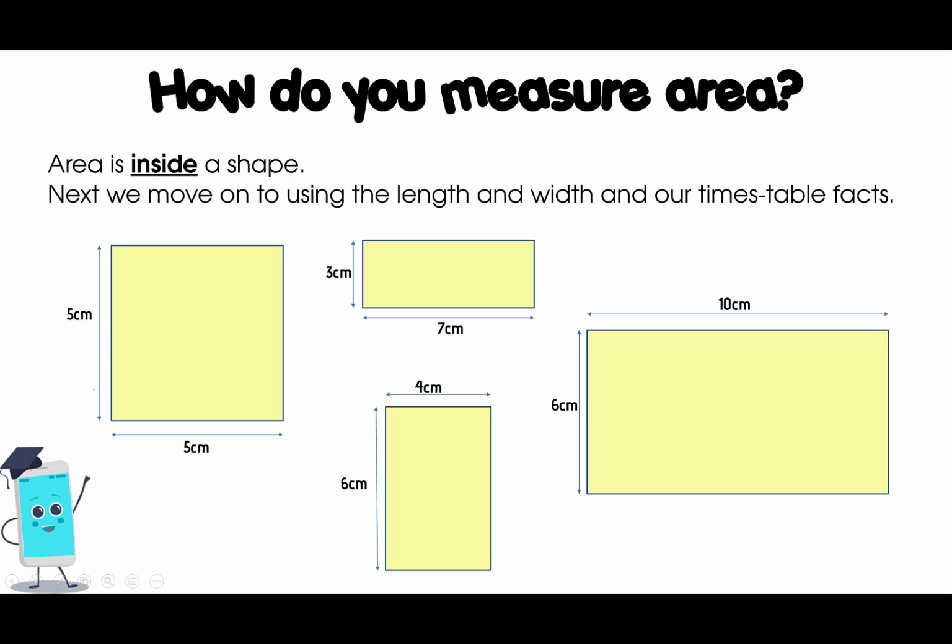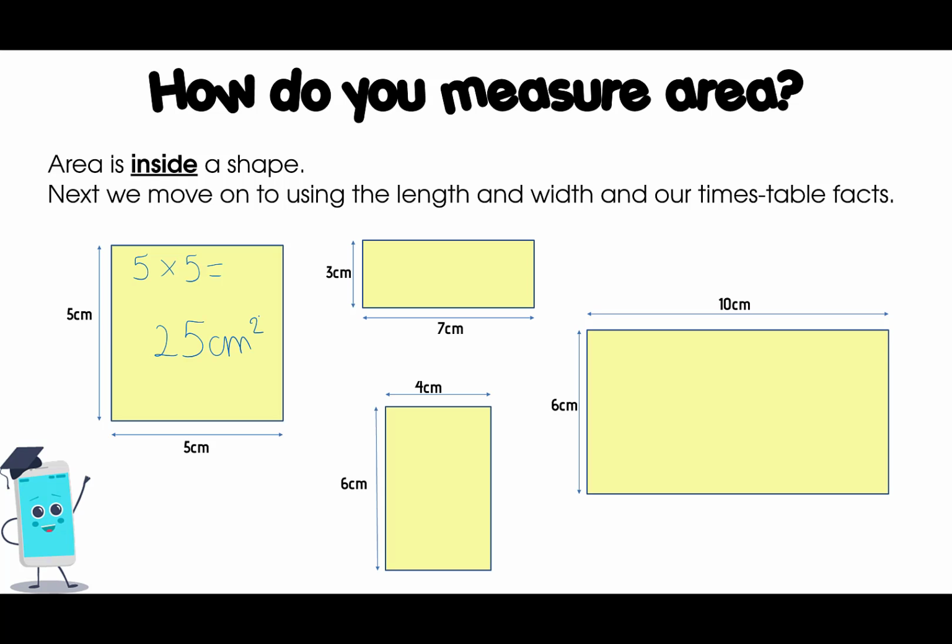Let's look at our first shape. We know that it's 5 centimeters long, 5 centimeters wide. If we were to imagine those grids in, we would know that there are 5 squares across and 5 squares coming down. So if I was counting 1, 2, 3, 4, 5, and then again 6, 7, 8, 9, 10, I'm counting in 5s, aren't I? I'm counting 5 across and I'm counting 5 down. So I would simply do 5 times 5, which is 25 centimeters squared.